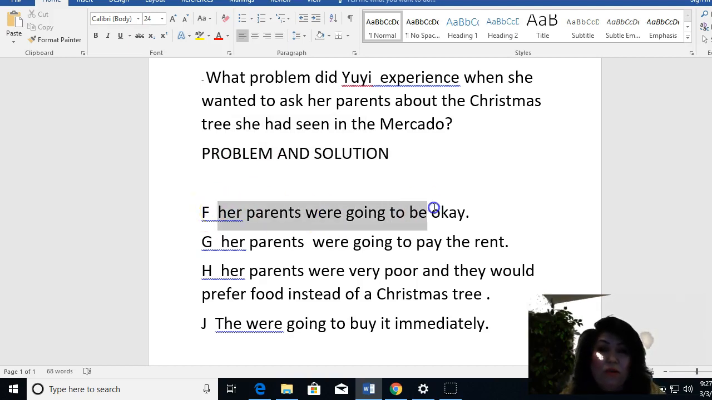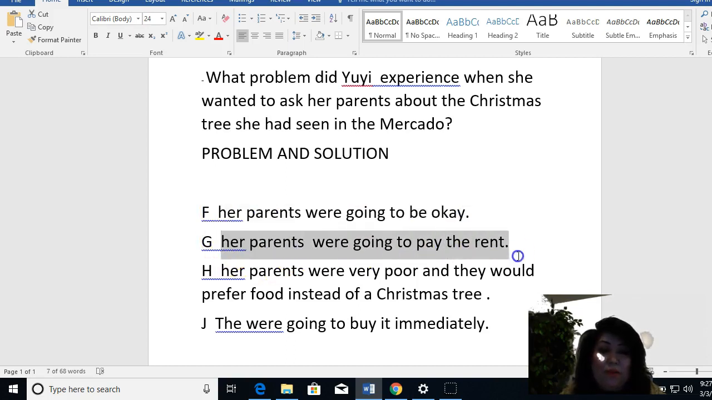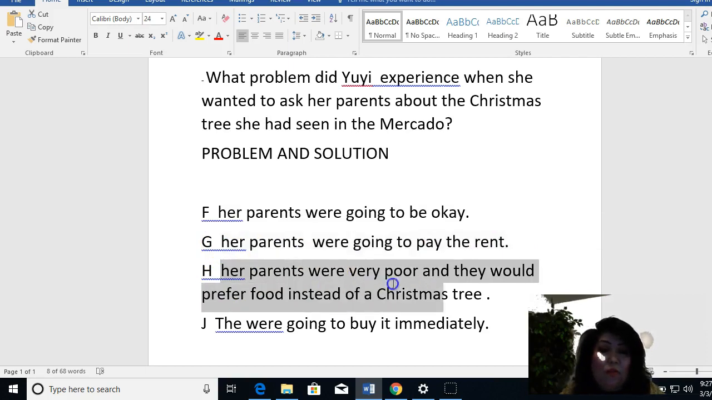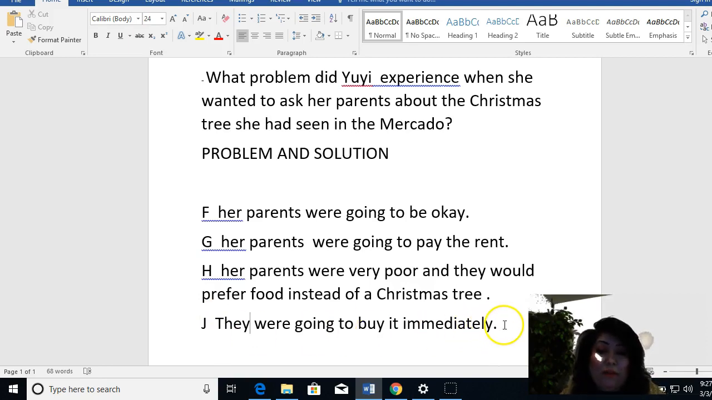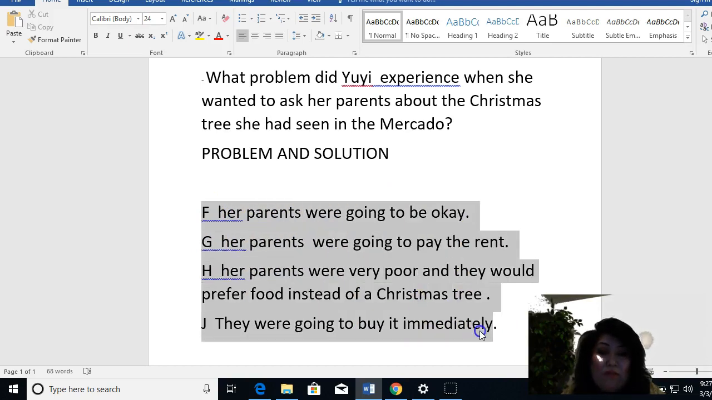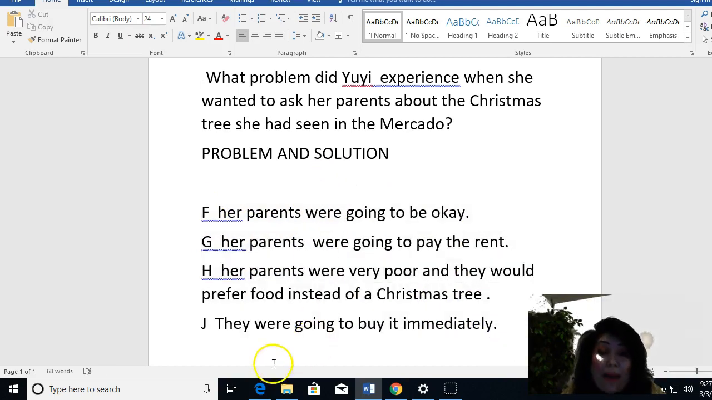F, her parents were going to be okay. G, her parents were going to pay the rent. H, her parents were very poor and they would prefer food instead of a Christmas tree. J, they were going to buy it immediately. Okay, so these are your possible answers, but you need to go back to the text. If you don't go back, you're not going to find the solution of the problem.